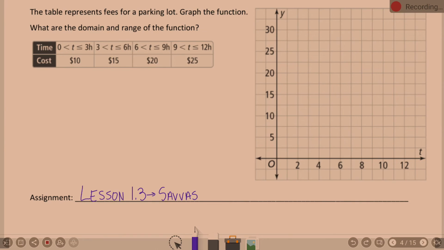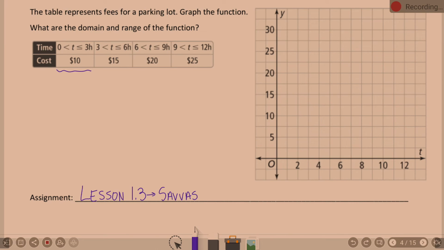So let's think about just one piece at a time here. How am I going to graph the fact that my cost is $10 if I'm parked in that garage anywhere from 0 to 3 hours? How are we going to graph that? What do you think, Logan? Start at 10 and go over 3.